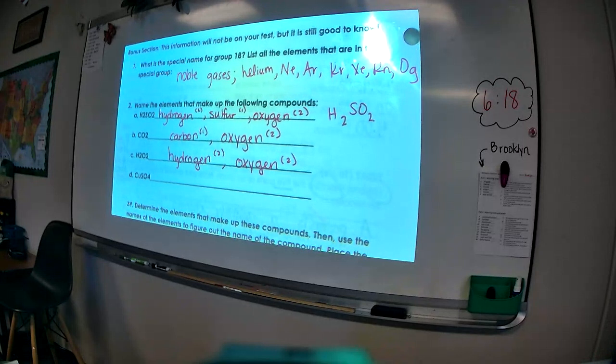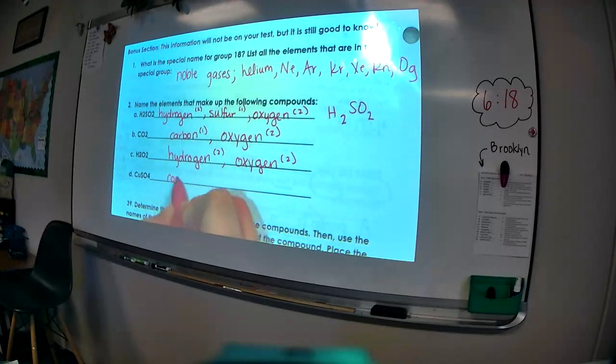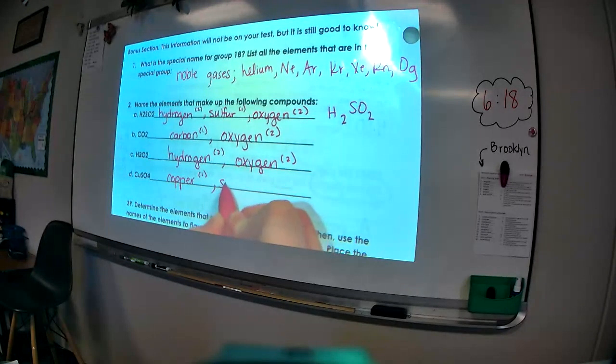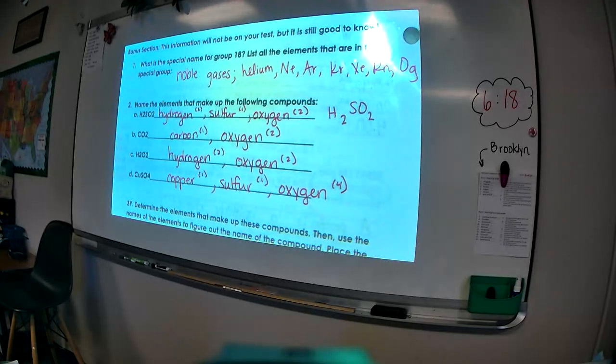And letter D. There is 1 atom of copper. Good. And there is 1 atom of sulfur. And finally, there's 4 atoms of oxygen. Good. But also, I have a comment on hydrogen, sulfur, and oxygen.